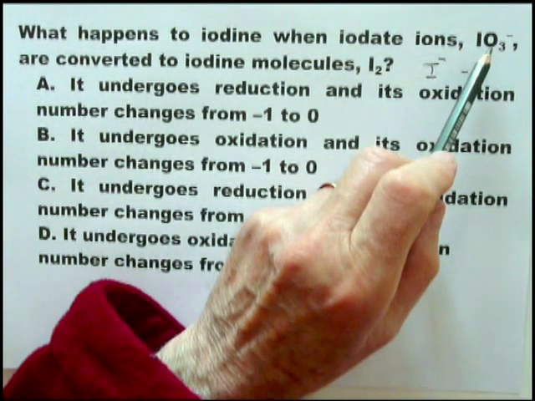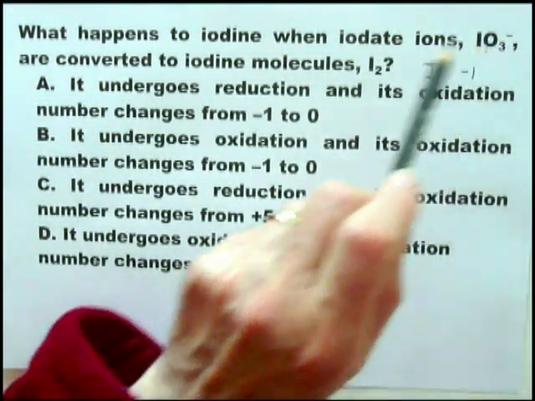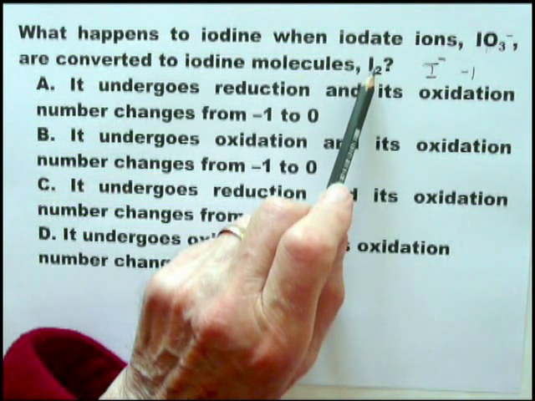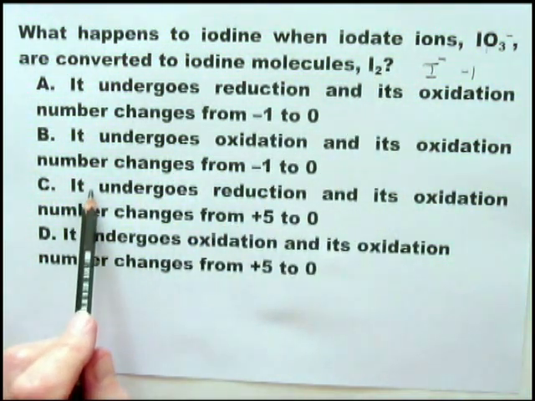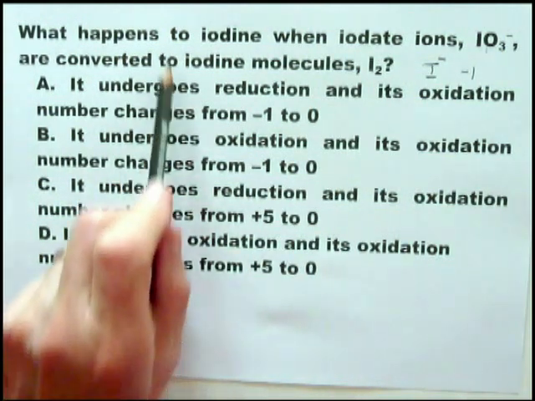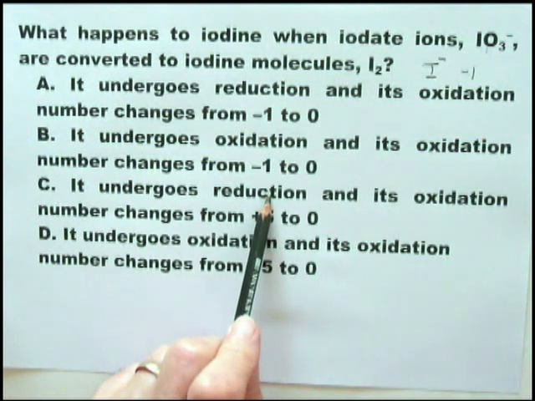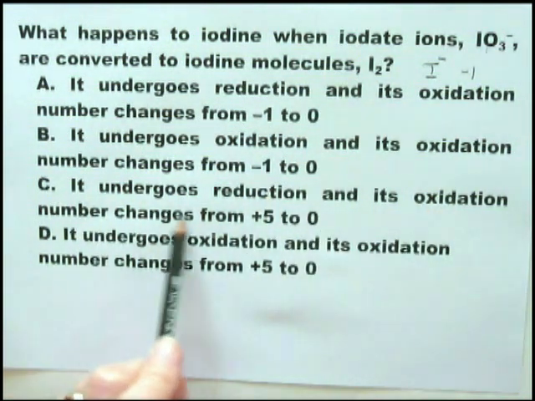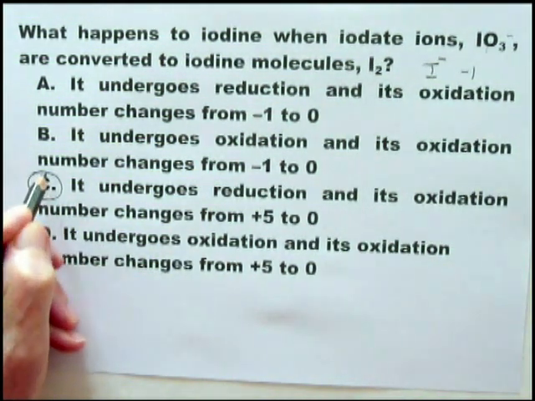So we look at that. We know the oxidation number is going from +5 to 0. In other words, the iodate ion is being reduced. So we go from here, see what happens to the iodine in iodate ion. It undergoes a reduction, and its oxidation number changes from +5 to 0. That is the only possibility.